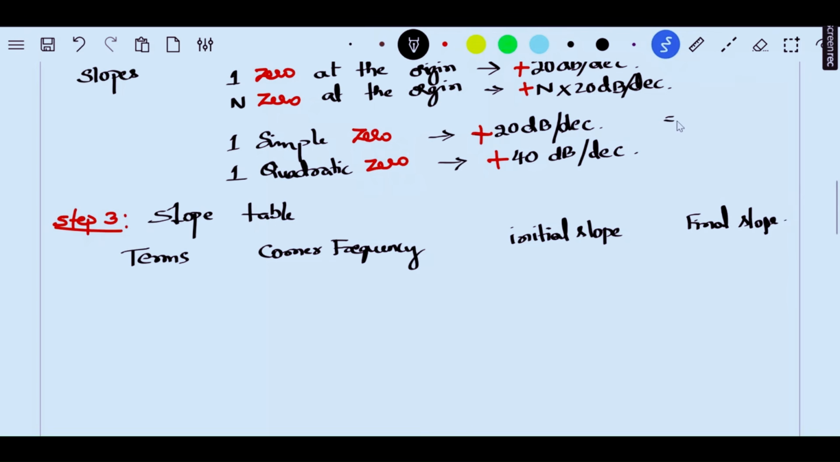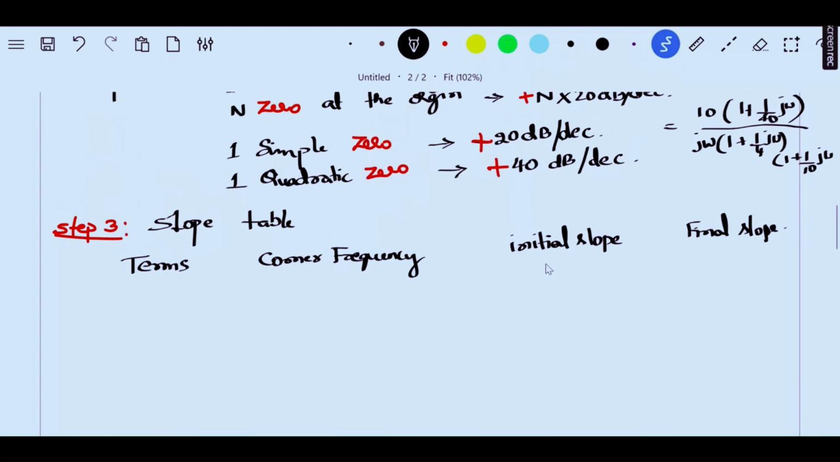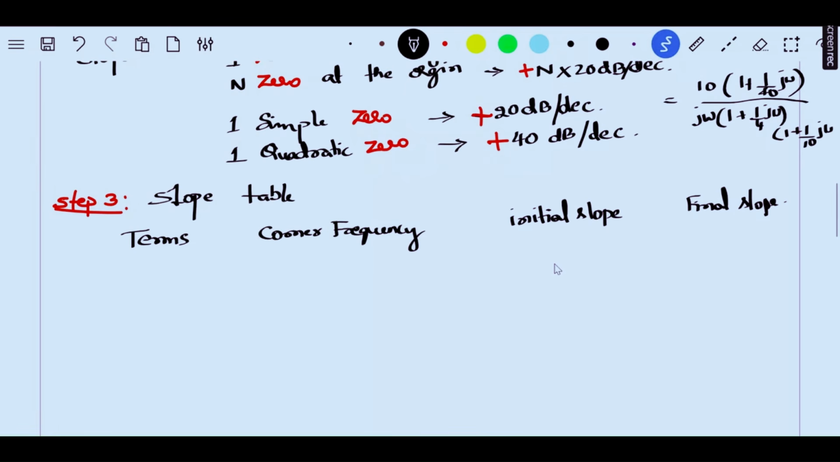So we know that the equation was 10 into (1 plus 1 by 40 j omega) divided by j omega into (1 plus 1 by 4 j omega) into (1 plus 1 by 10 j omega). Now let us look into step 3. In this step, we will write a slope table in terms of the different terms that we had in the question. As we know, the question says it is 10 into (1 plus 1 by 40 j omega) divided by j omega into (1 plus 1 by 4 j omega) into (1 plus 1 by 10 j omega).